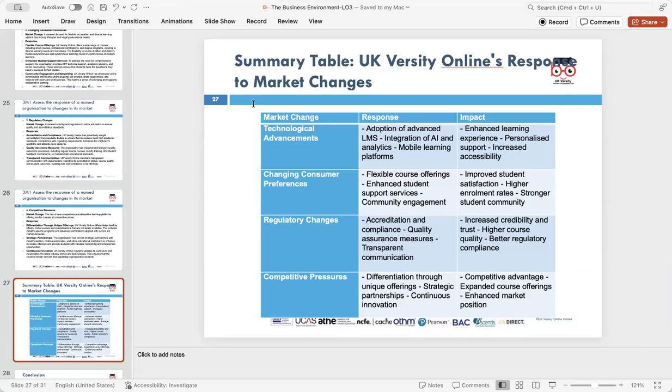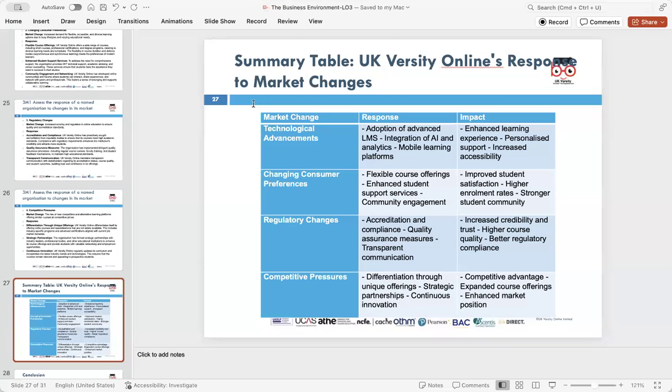Next is regulatory changes. The market change is increased scrutiny and regulation in online education to ensure quality and accreditation standards. Response: UK Versity Online has sought accreditation, implemented quality assurance measures, and maintained transparent communications with stakeholders. Impact: these actions have increased the institution's credibility and trust, improved course quality, and ensured better regulatory compliance.